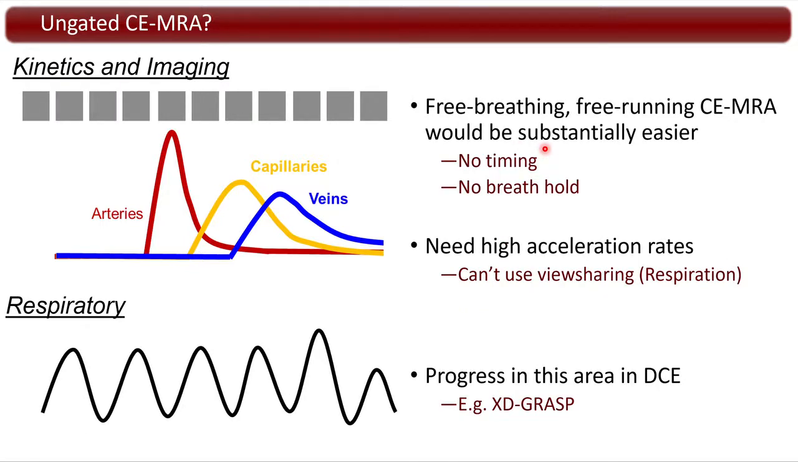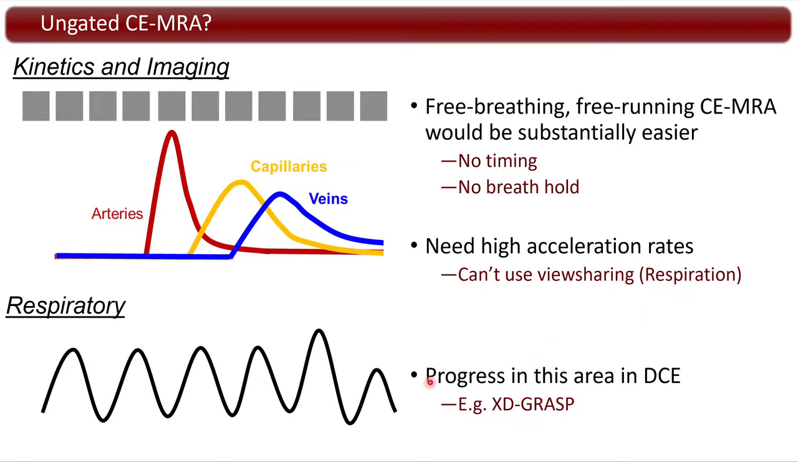Ideally, we'd be doing ungated contrast MRA, where instead of doing a breath hold, we simply let the patient breathe, inject, and image everything retrospectively. This would be a lot easier. We would have no timing issues, no breath hold issues. The issue there has always been that you need really high acceleration rates, and you can't use view sharing, which doesn't work very well with respiration due to the moving vascular and non-vascular structures.